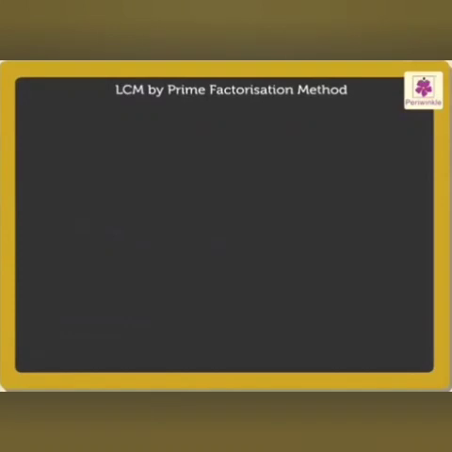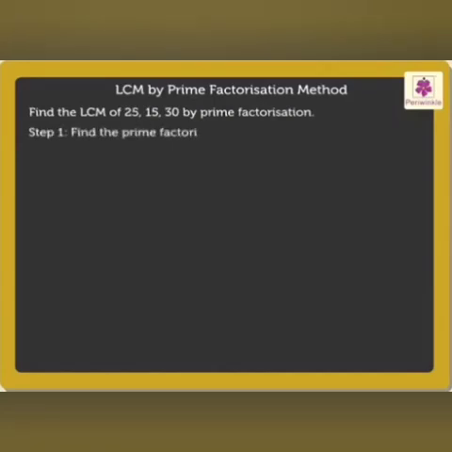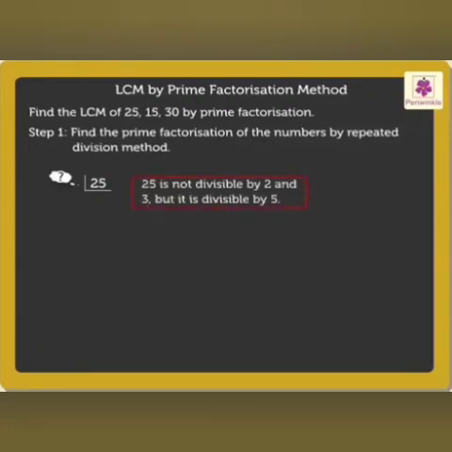So, take an example. Find the LCM of 25, 15, 30 by prime factorization. Step 1. Find the prime factorization of the numbers by repeated division method. First, we find the prime factors of the number 25. Think of the smallest prime number to divide 25. We know that 25 is not divisible by 2 and 3, but it is divisible by 5.